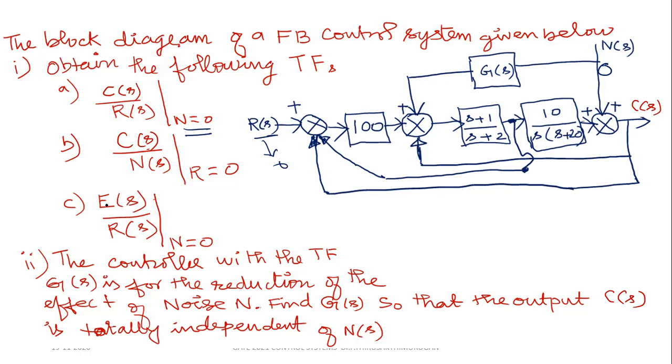Similarly, you have to find E of S by R of S, keeping N of S as 0. Also, we have to find the controller with the transfer function gain for the reduction of the effect of noise N, and find G of S so that the output C of S is totally independent of N of S. So what is the solution? Let us see the solution.